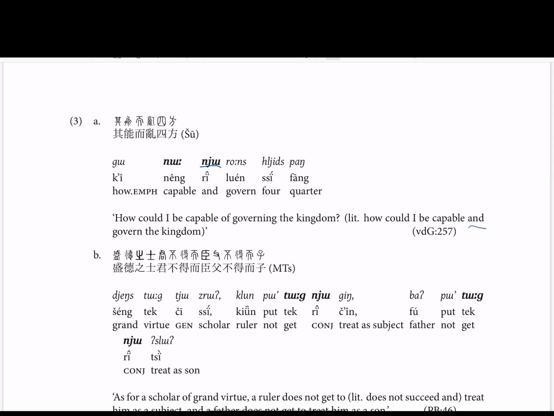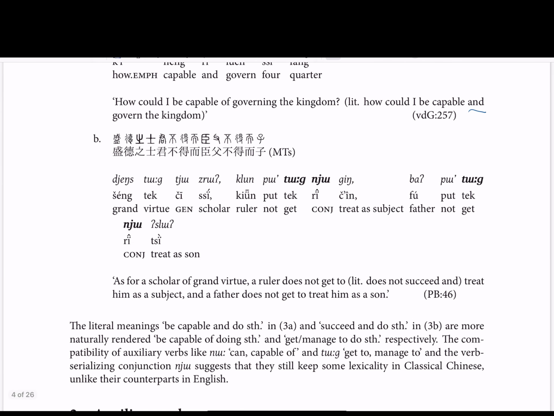Let's move on to the sentence in 3b. As for a scholar of grand virtue, a ruler does not get to or does not succeed and treat him as a subject. Here the auxiliary verb is de. This is the auxiliary. And chen is the main verb. So de er chen literally means get and treat as subject, or get to treat as subject.